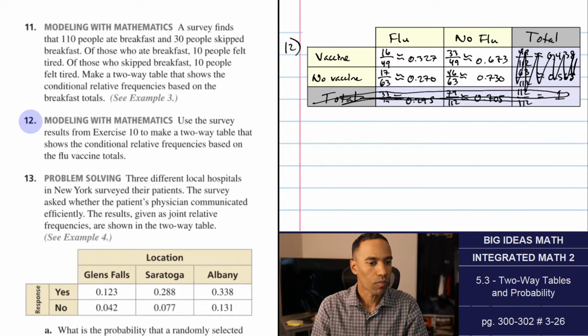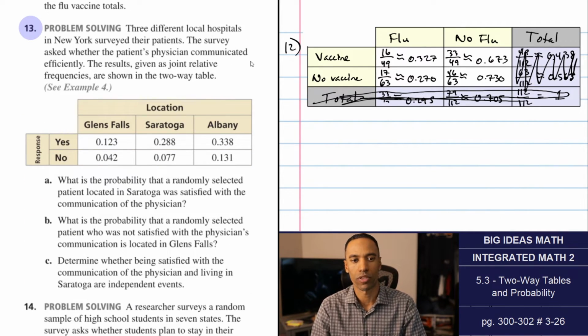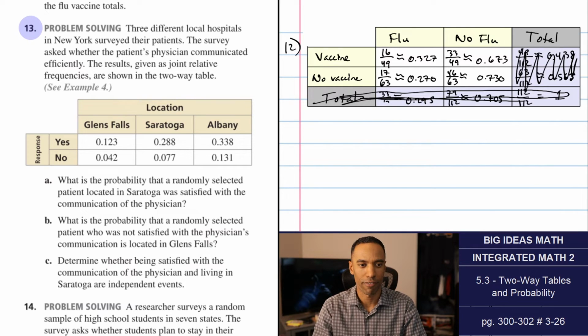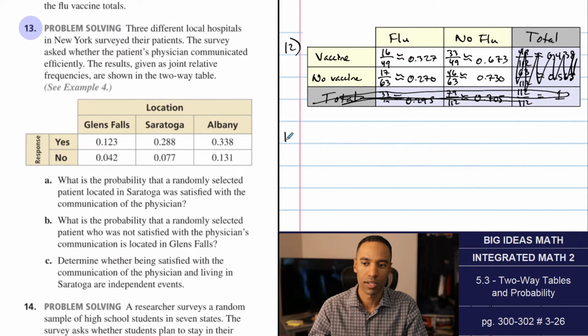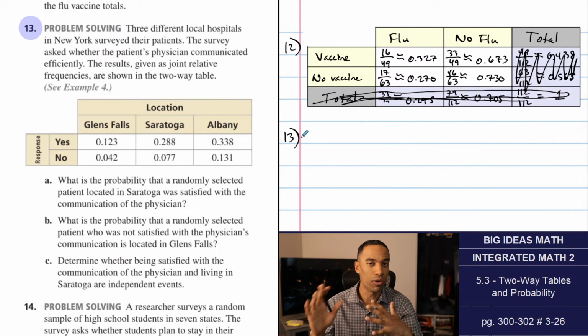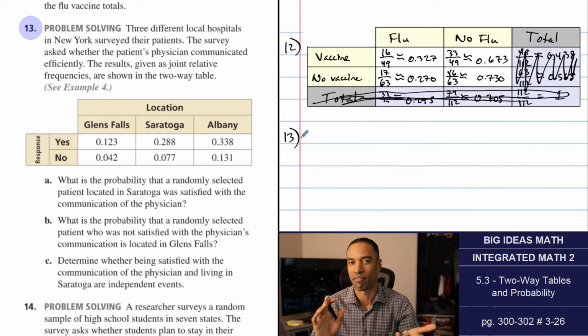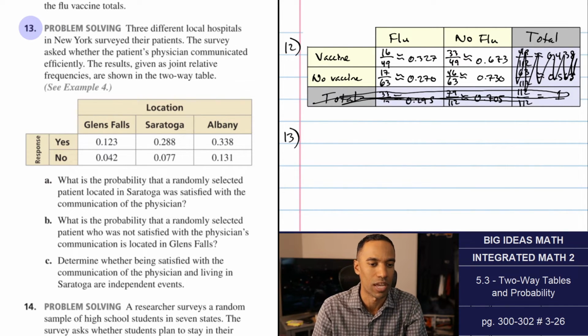Okay, let's jump to number 13 on problem solving. Three different local hospitals in New York surveyed their patients. The survey asked whether the patient's physician communicated efficiently. The results, given as joint relative frequencies, are shown in the two-way table. I'm telling you guys, data collection and statistics are a huge real-world application. This data is collected all the time. So, okay.